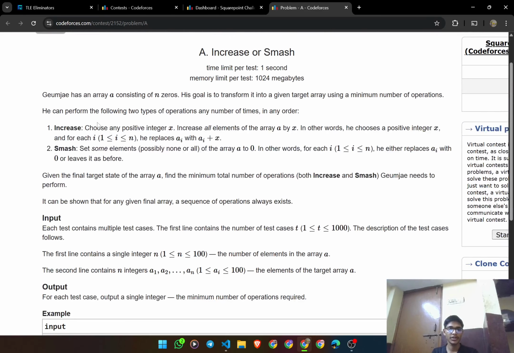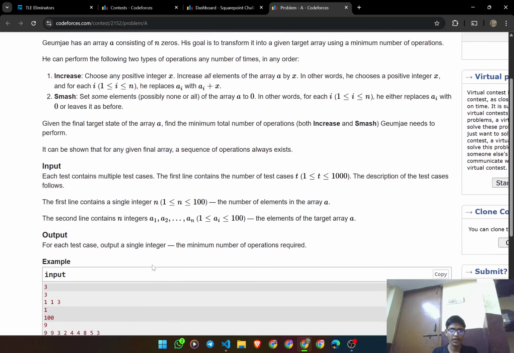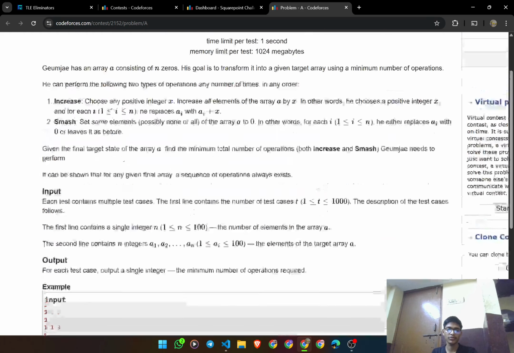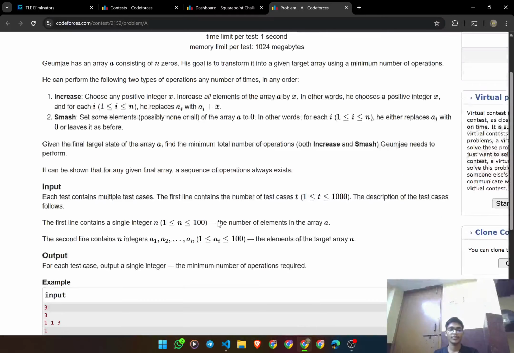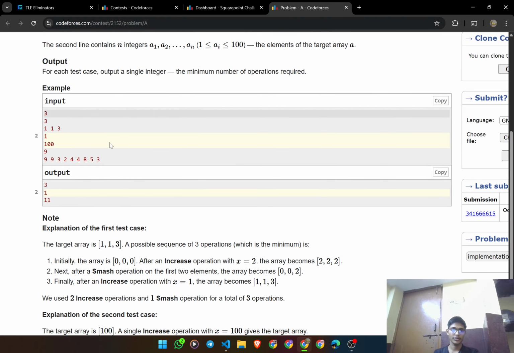What the first question is saying is that we have one array, and its size is given to us. We can perform any number of operations, and there are 2 types of operations. The first operation is increase: we can choose any a of I and increase it by any number. The second operation is smash: we can change any number to 0. Okay, so all the numbers should become the same.